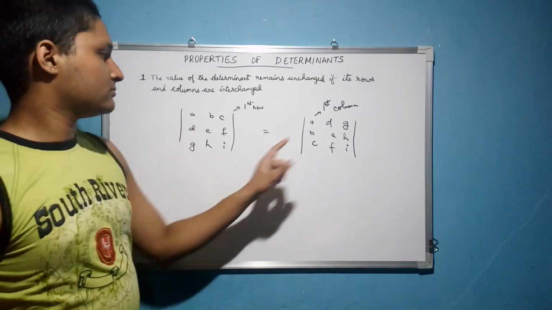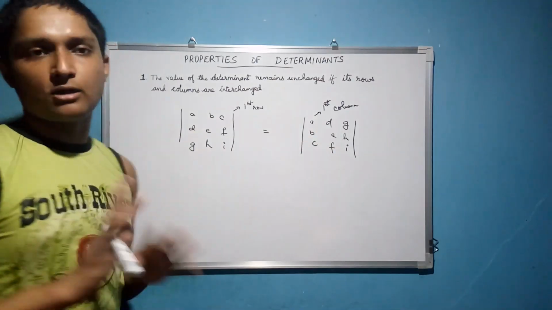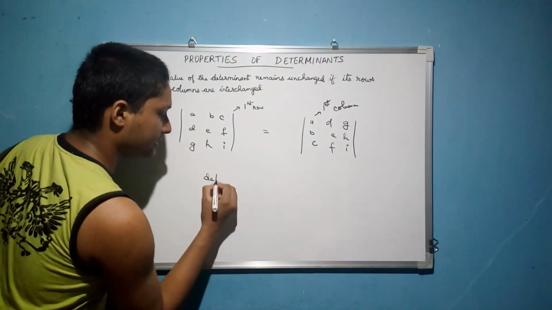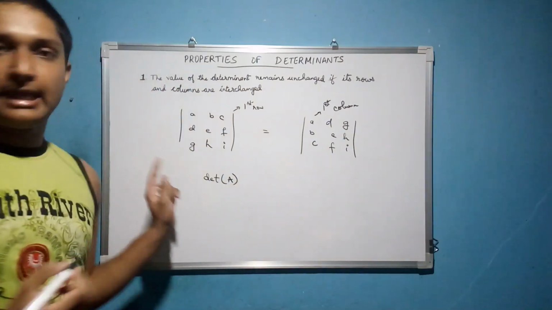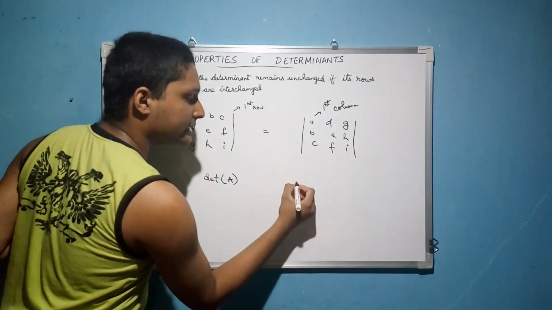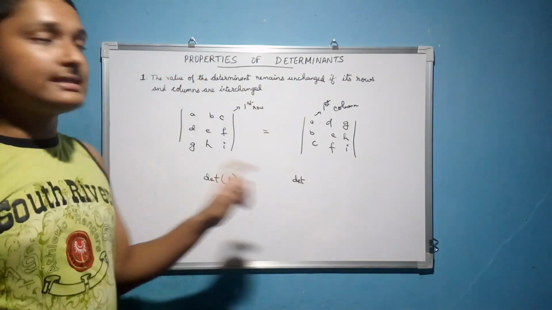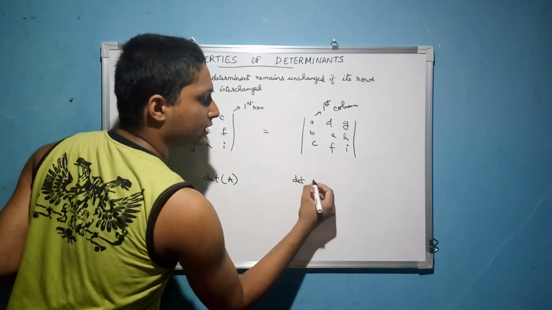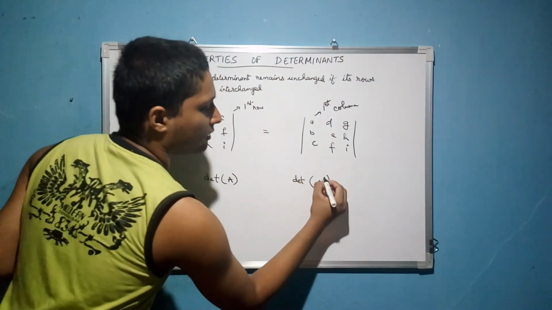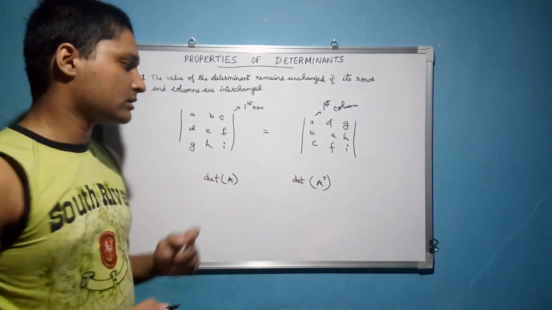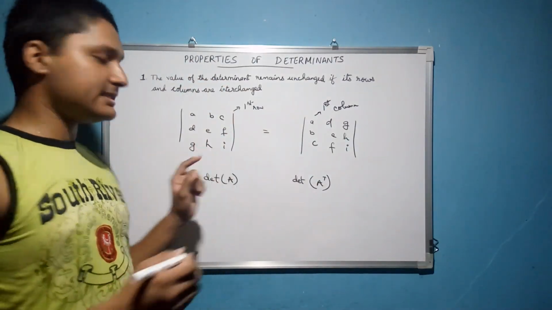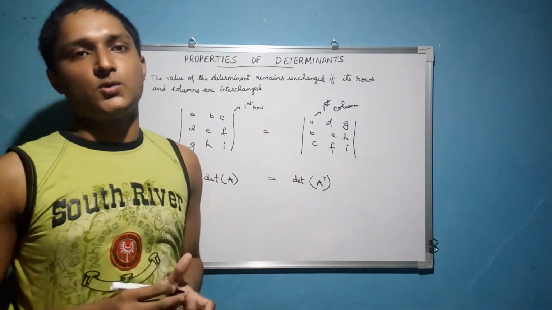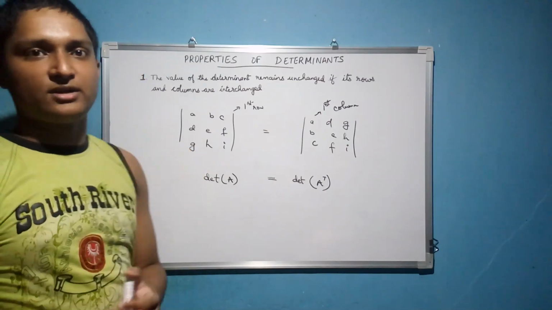D, E, F, G, H, I. Yeah, rows and columns have got interchanged. So if I take this to be the determinant of a matrix, say A, this will be the determinant of which matrix? Since I have interchanged the rows and the columns, this one is going to be the determinant of A transpose, or I'll write it as A^T, A transpose. So what does this property say? That the determinant of A is equal to the determinant of A transpose. This is the remark which you are going to get from this statement.